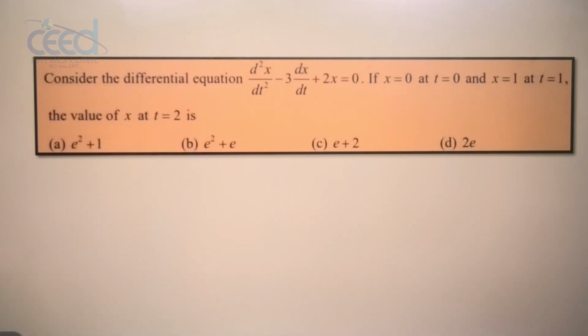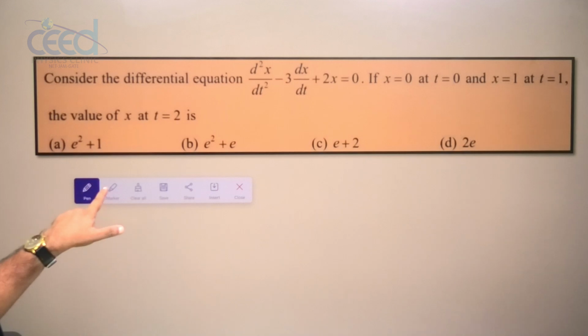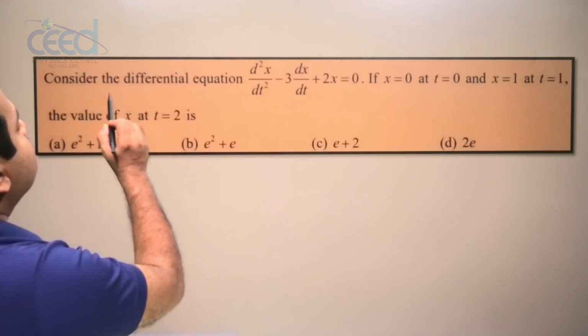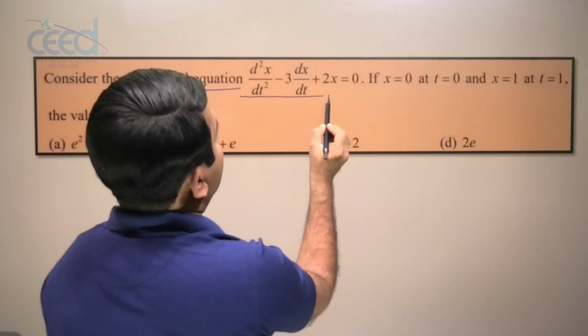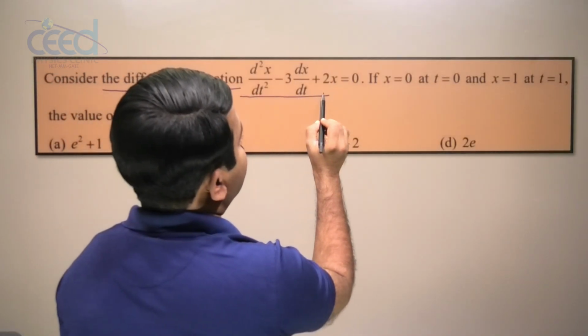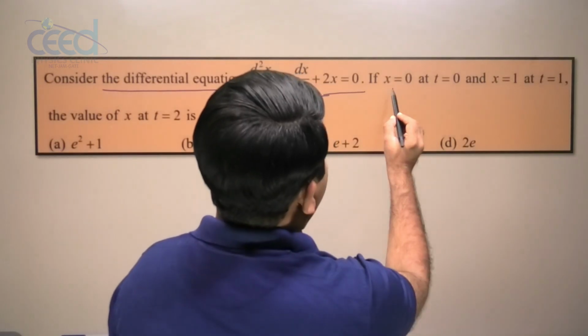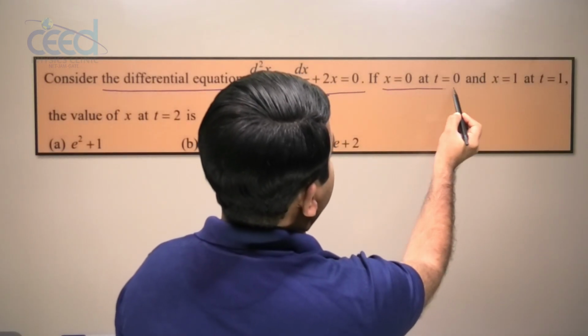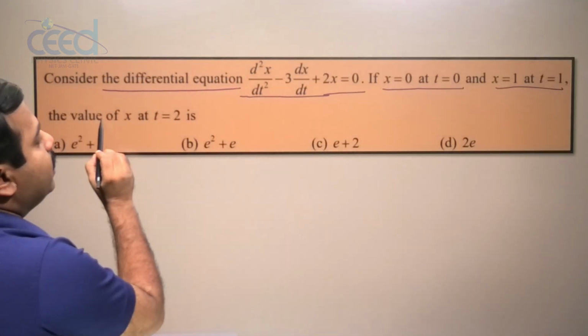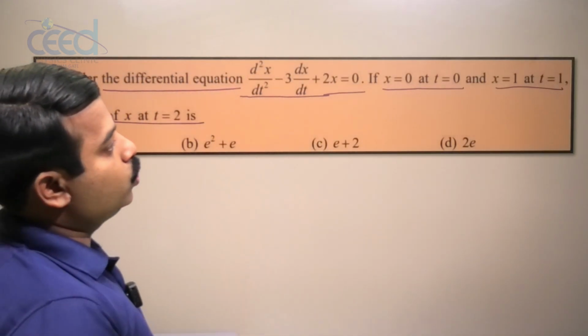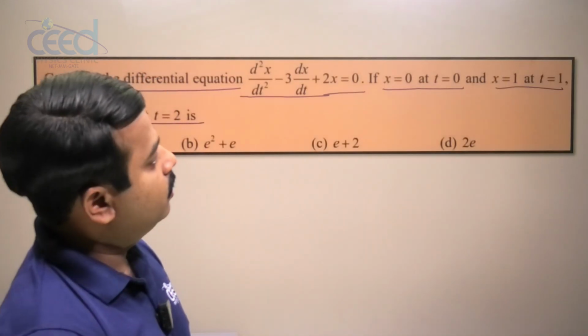Now we have another question here. Consider the differential equation d square x by dt square minus 3 dx by dt plus 2x is equal to 0. If x is equal to 0 at t is equal to 0, and x is equal to 1 at t is equal to 1, then they are asking the x value at t is equal to 2, right?